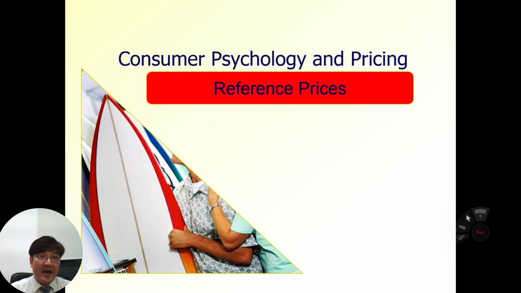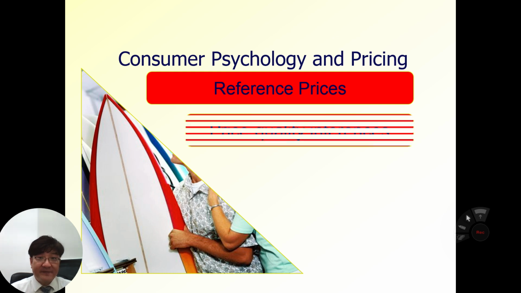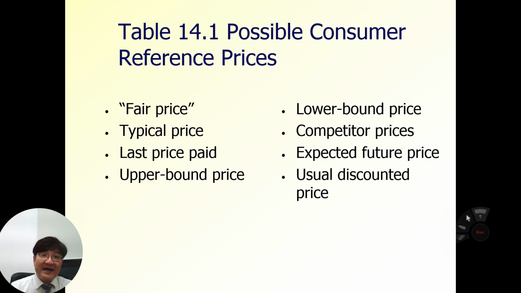So what can be a reference price? There are lots of things that can work as a reference price for you. Maybe you have some fair price, so it should be like 700 or something. Or maybe the typical price, usually I pay 700 for the drinking water, so that's going to be my reference price. Or last time I purchased a Samdasu, a drinking water brand in Korea, in the 7-Eleven, I paid 700 won. So that's going to be my reference, right?